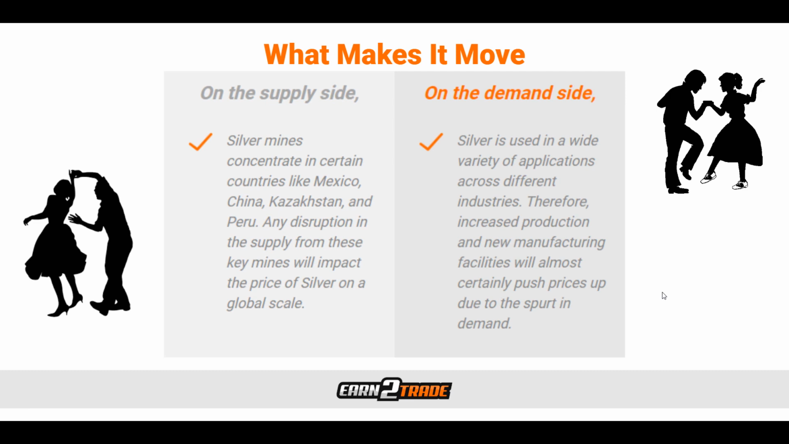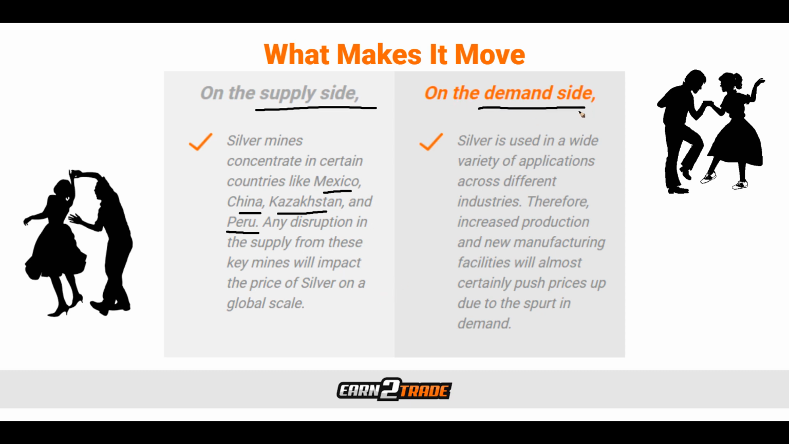It's important to understand what makes the silver market move if we want to be successful investors in any type of silver trading. Unlike gold, where the demand comes predominantly from jewelry or investment or just store of value related things, the demand and supply for silver are a little bit different. Silver mines only supply about 85% of the world, where the remainder of the silver supply in the world comes from recycled scrap. So this means on the supply side, silver mines concentrate in certain countries like Mexico, China, Kazakhstan, and Peru. And any disruption from these supplies will impact the price of silver on a global scale.